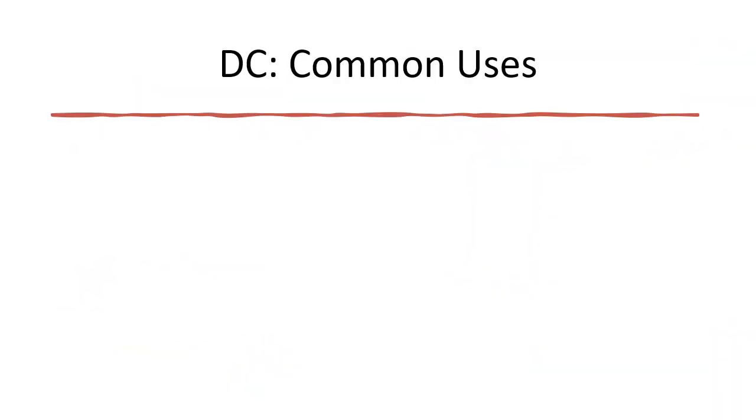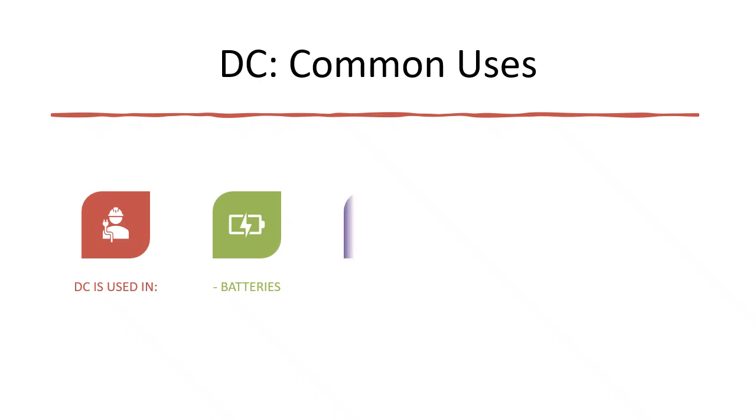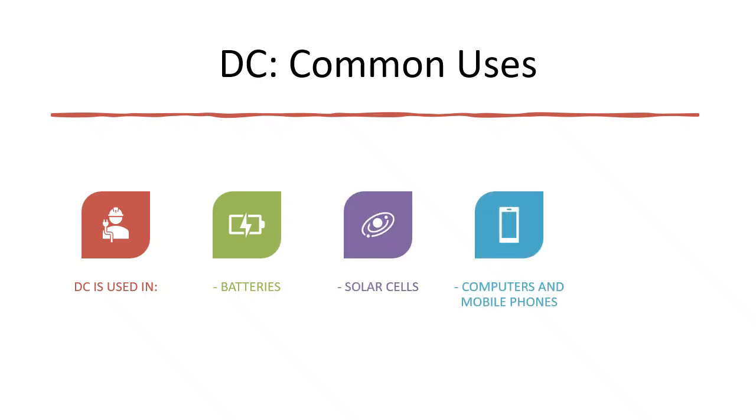DC common uses. DC is widely used in batteries, solar panels, mobile phones, laptops, and even electric vehicles. Most small electronic devices run on DC.